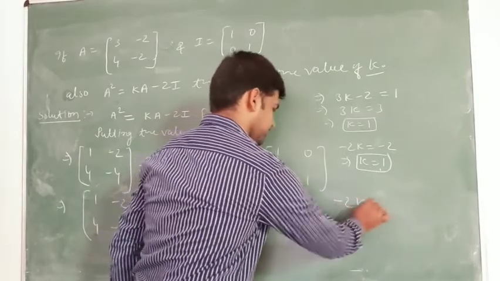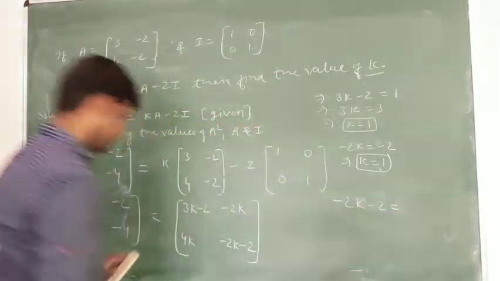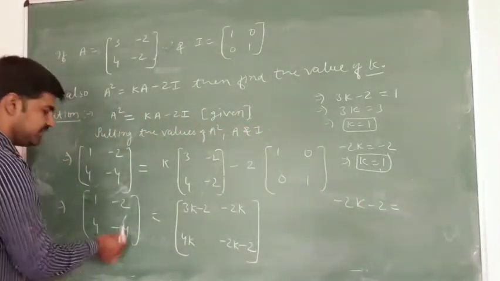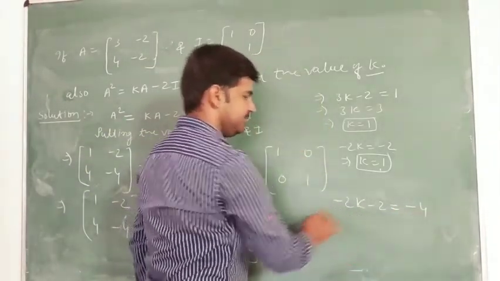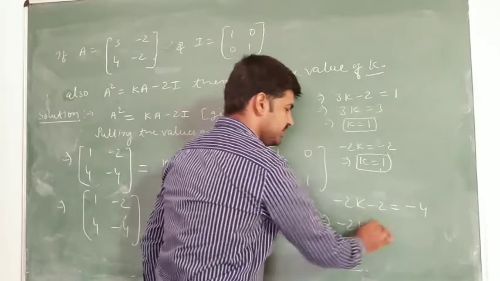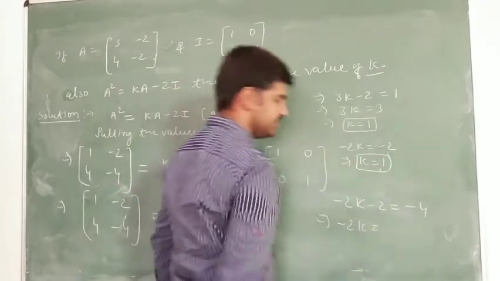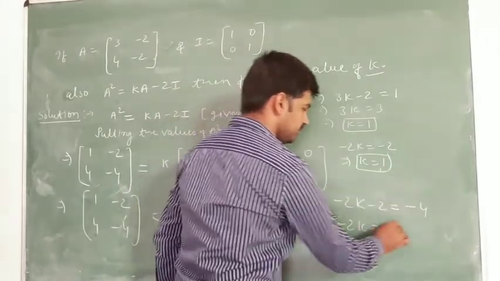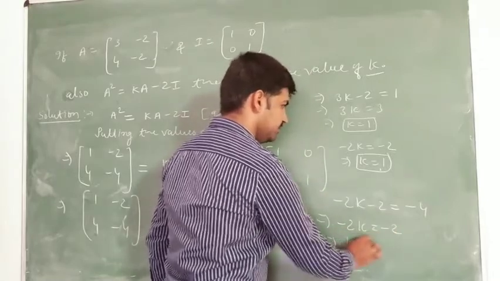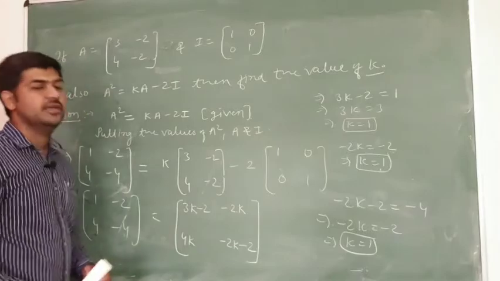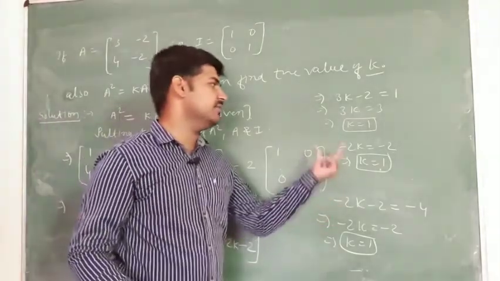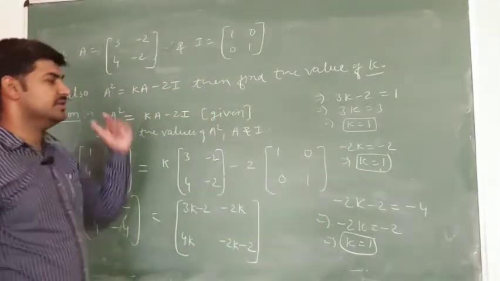And the last one: minus 2k minus 2 is equal to minus 4. Here I am putting minus 4, and now this implies that minus 2k is equal to minus 4 plus 2, which is minus 2, and k is equal to 1. So using all four elements we are getting the value of k is equal to 1 only, and we can say the value of scalar k here is 1.